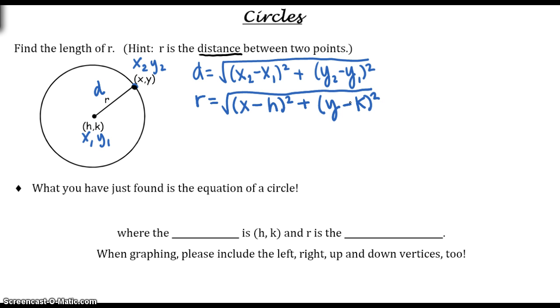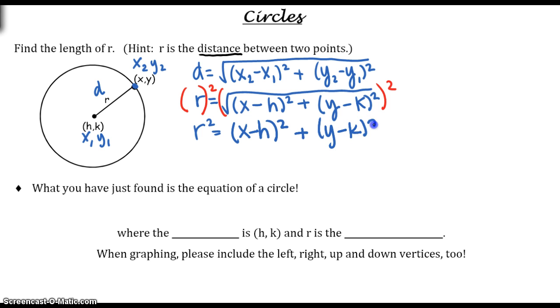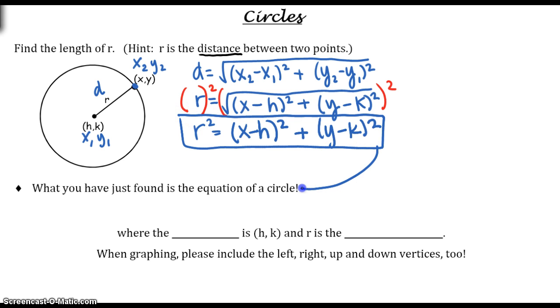Now, this right here is fine, but we don't really use this as the equation of our circle. Let's get rid of this square root. How do you undo? What is the inverse of a square root? You would square both sides. So if I square both sides like this, what happens is we'll have r squared here, but then this square and this square root are going to cancel out. So we'll have x minus h quantity squared plus y minus k quantity squared. This right here, my friends, is the equation of a circle.